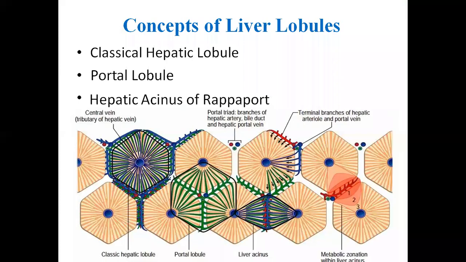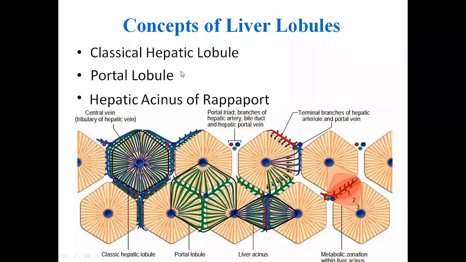So, concepts of liver lobules. It is of three types: classical hepatic lobule, portal lobule, and hepatic acinus or liver acinus. You can see in this diagram, this is the classical hepatic lobule, this is the portal lobule, and this is the liver acinus or hepatic acinus of Rappaport.